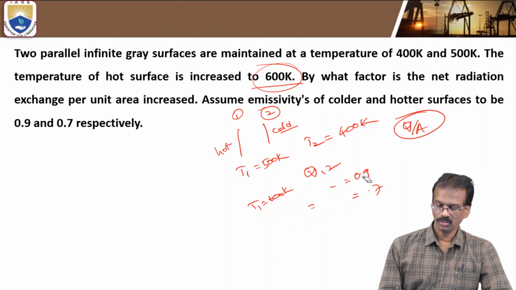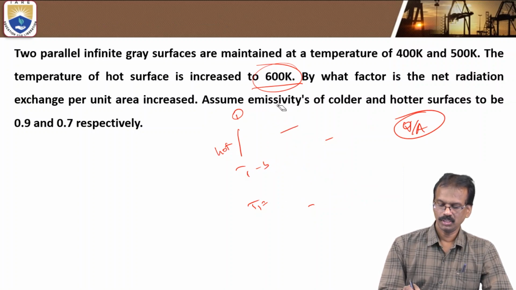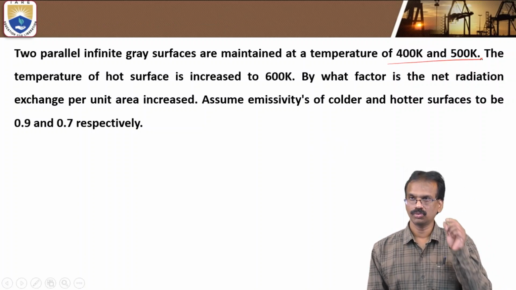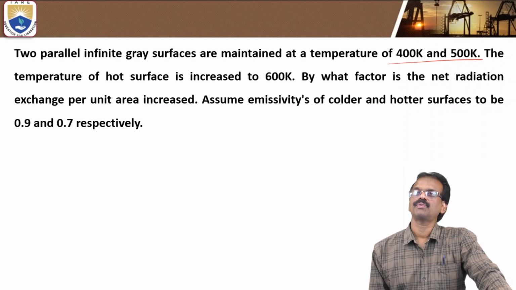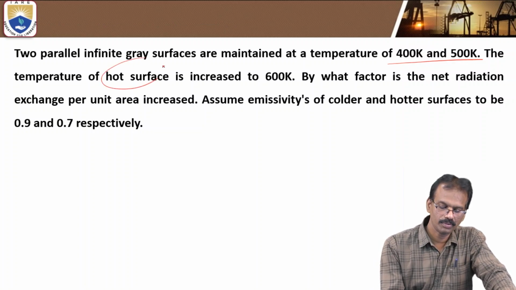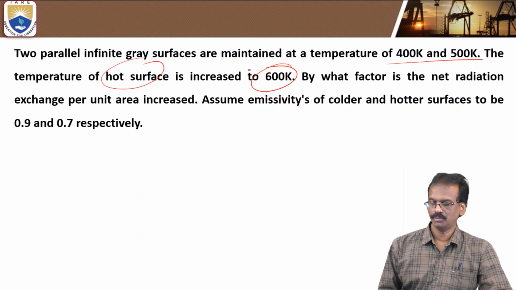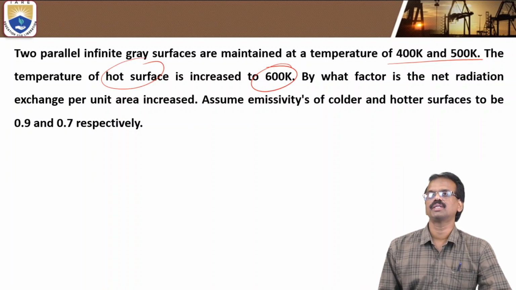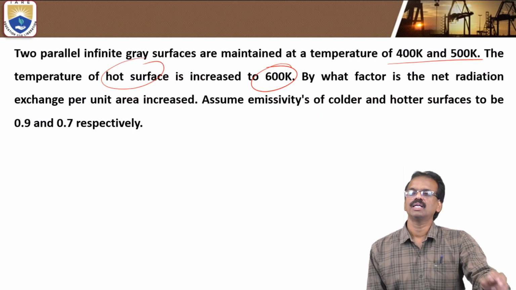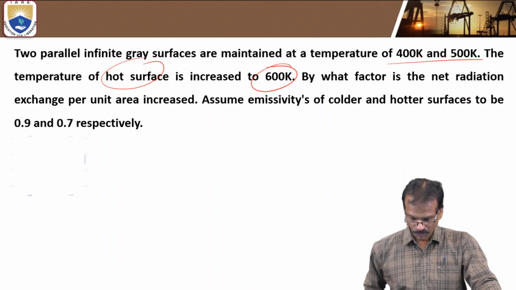So just based upon these values, you have to find out the radiation rate of heat transfer between two surfaces. First, the initial condition: find the rate of heat transfer by radiation between two surfaces at these two temperatures. Again, you have to find the rate of heat transfer when the hot surface temperature is increased to 600. It means 500 to 600 will be increased. Then you have to find the rate of heat transfer at that particular temperature. Then you have to compare this one.